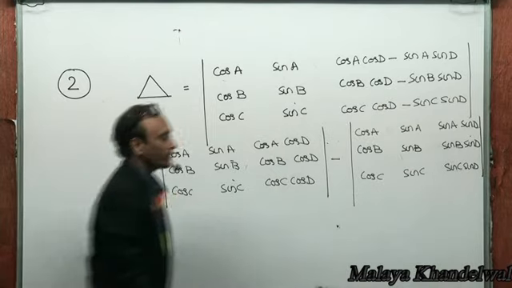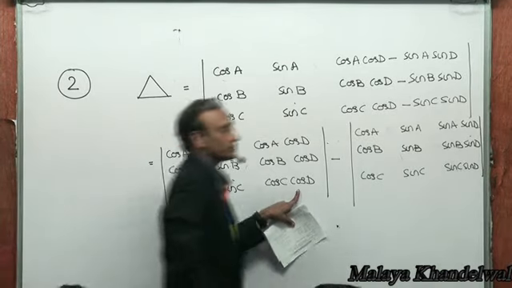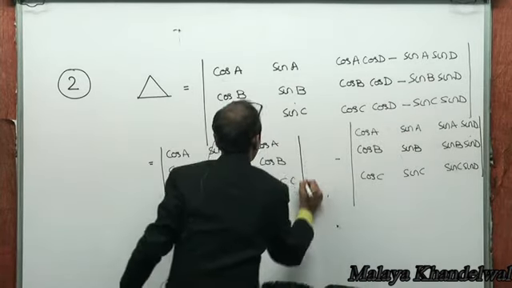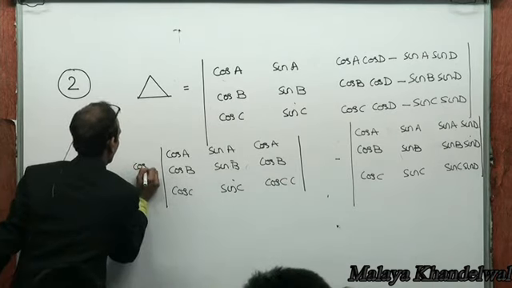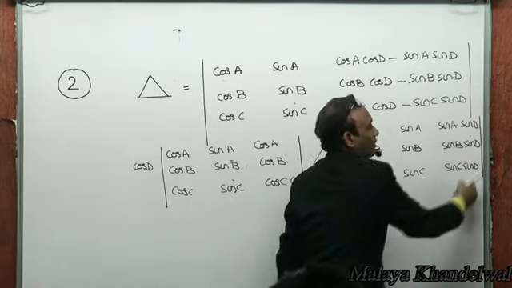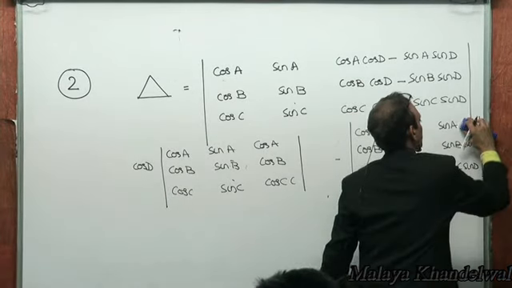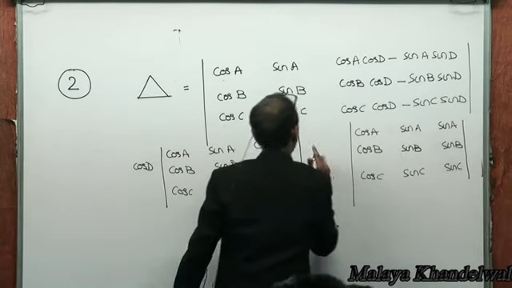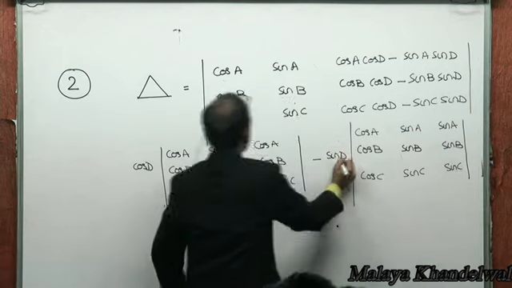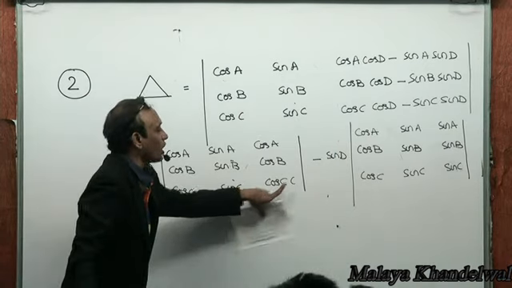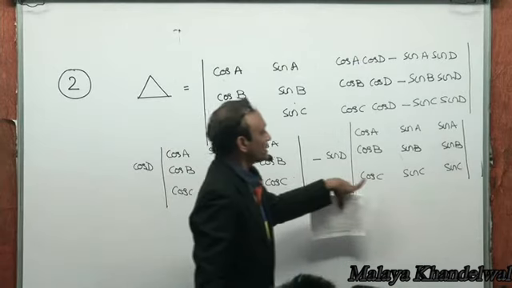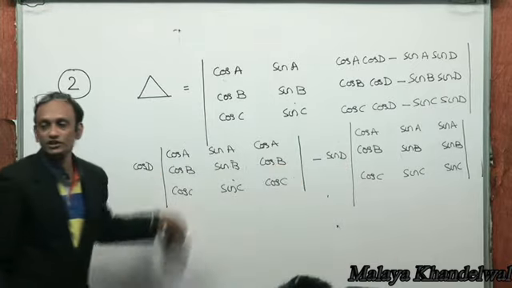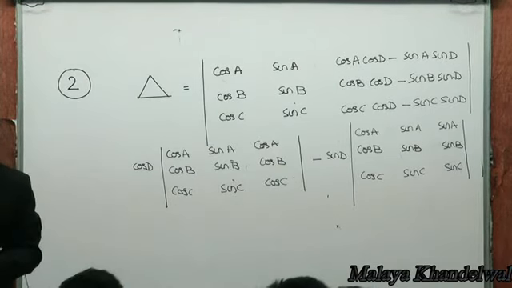Obviously, you can take cos D common from the third column of the first determinant, and sin D common from the third column of the second determinant. This is what happens. The first and the third column become identical here, and in this case the second and the third column become identical. So both determinants are 0. The value of this determinant would be 0. Yes or no?